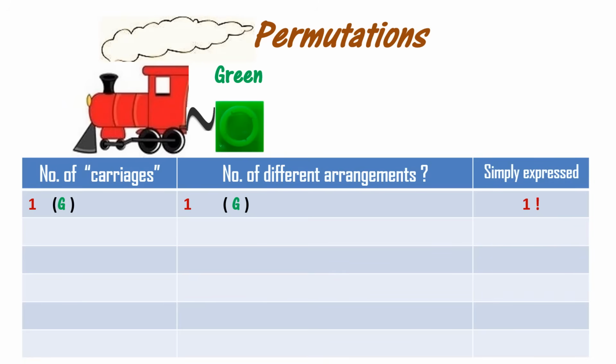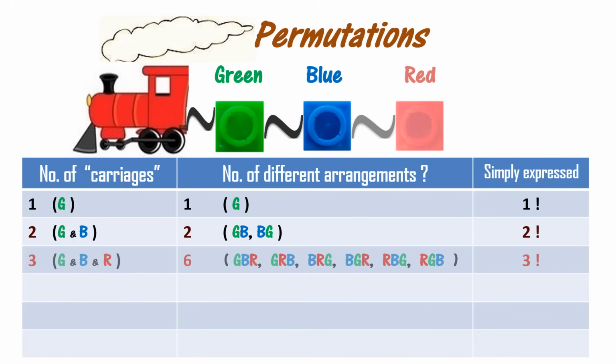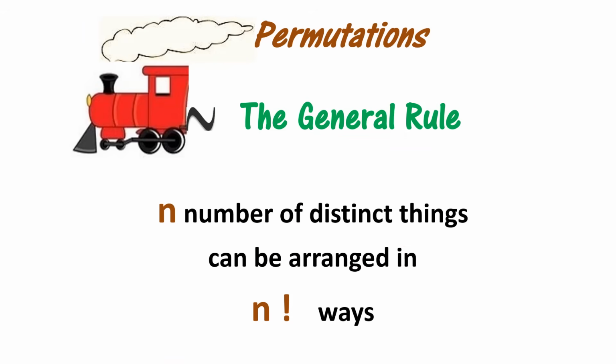One carriage, you can only have 1 arrangement. But with 2, you can have 2, of course, green, blue, and blue, green. With 3, you can have 6. And 4, there are 24. And 5, 120. 6, 720. Our job is made easier because in each case, it's just that number of things factorial. That is the general rule. N number of distinct things can be arranged in n factorial ways.